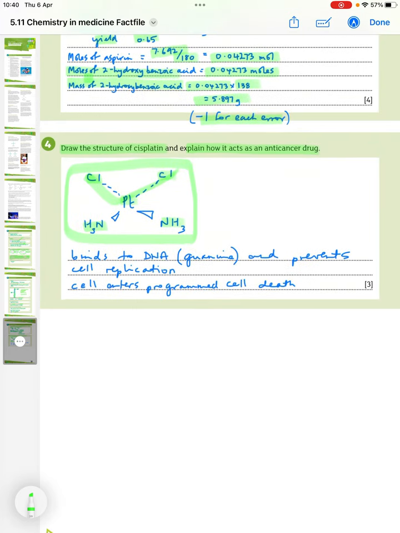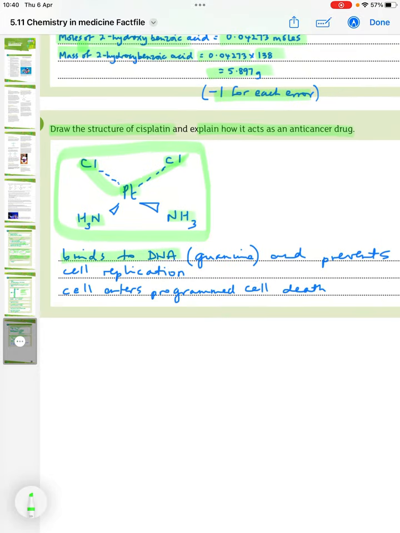Then how does it act as an anti-cancer drug? Well, it binds to the DNA. You could say it binds to the guanine in DNA, and it prevents cell replication. So that's for 1 mark. And then the cell enters programmed cell death is for your 2nd mark. So 3 marks in total, 1 for the structure and then 1 for each point for how it acts as an anti-cancer drug.